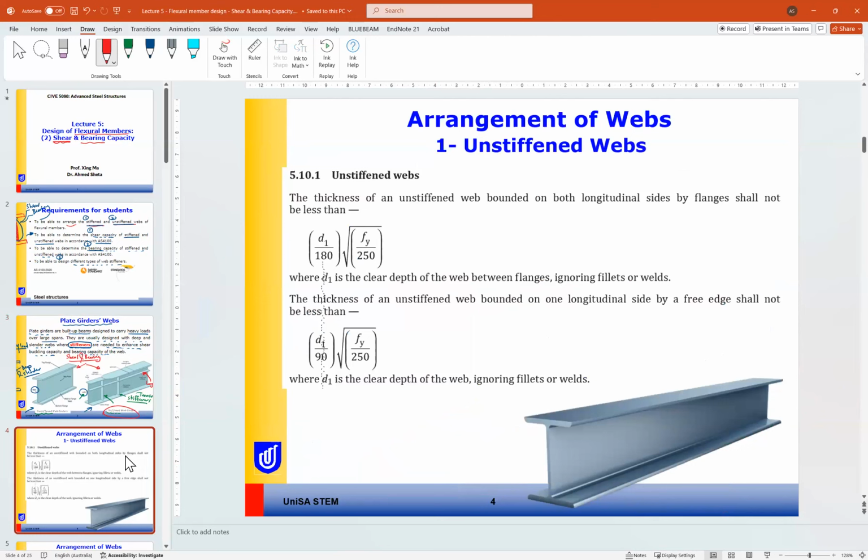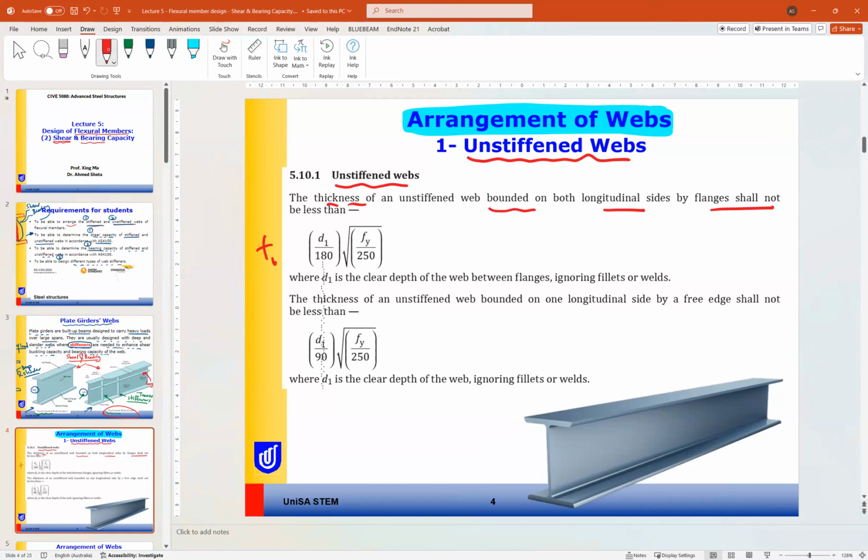So our first part today will be the arrangement of the web, or the dimension of the web. Let's start with unstiffened web. For unstiffened web, the thickness of unstiffened web bounded on both longitudinal sides by flange shall not be less than this value.